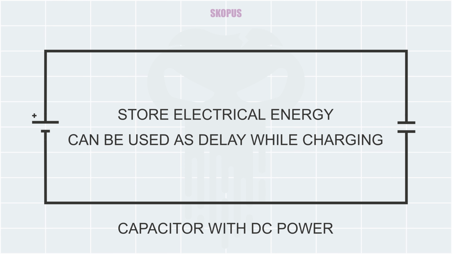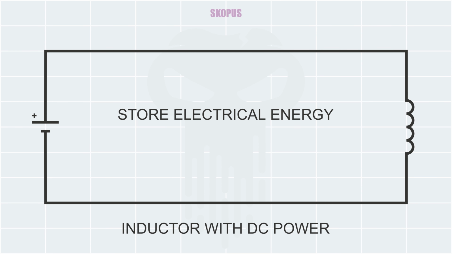When they are charging up, it takes a certain amount of time to charge up, and we can use that certain amount of time that we used for charging our capacitors as a delay in our circuits, which is a common use in analog circuits. Next up, we got inductors.